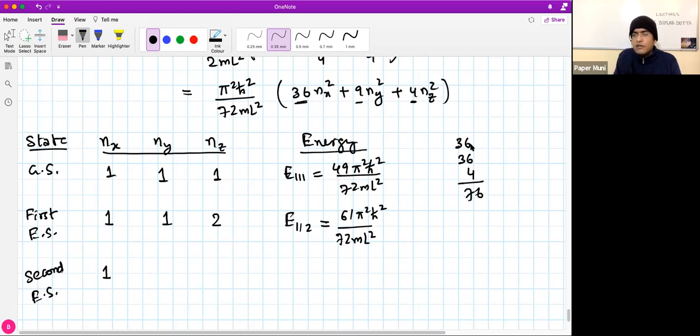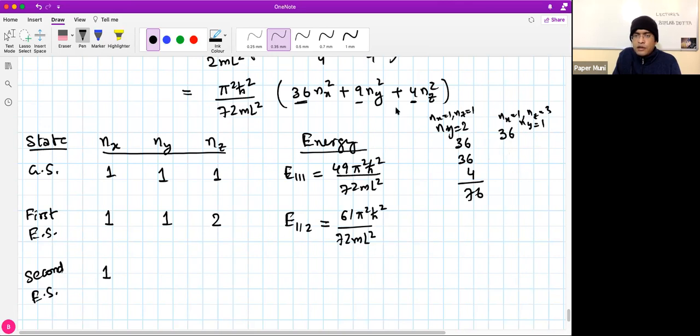So what is the next energy available? Instead of changing ny, let's change nz. In this case, what we have done is put ny equal to 2, nx equal to 1, and nz equal to 1. Now let's talk about nx equal to 1, and nz equal to, instead of 2, let's put it to be 3, and ny equal to 1. So in that case, what will happen?